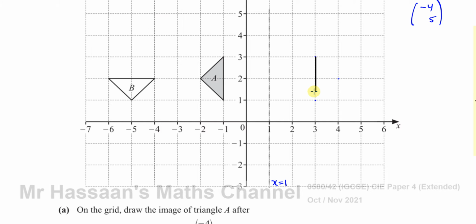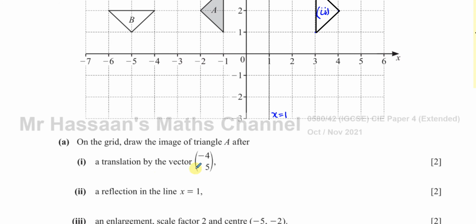So here we have the image of this triangle, reflected in the line x equals 1. So that is the answer to part 2. I'll just label it part 2 so it's clear. That's the answer to part 2.